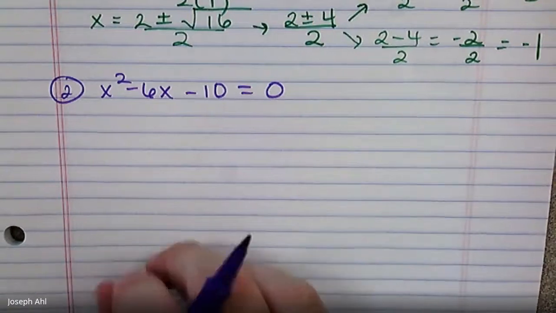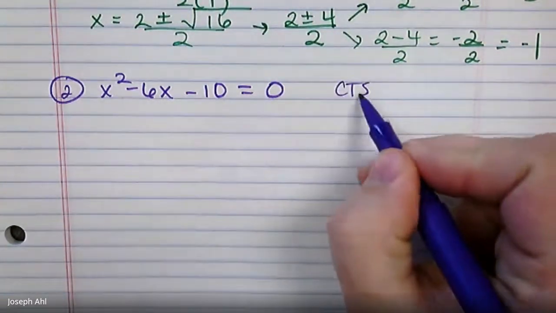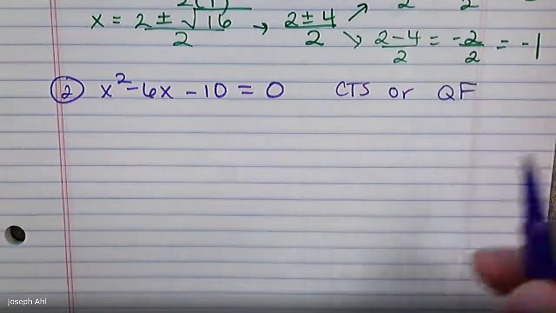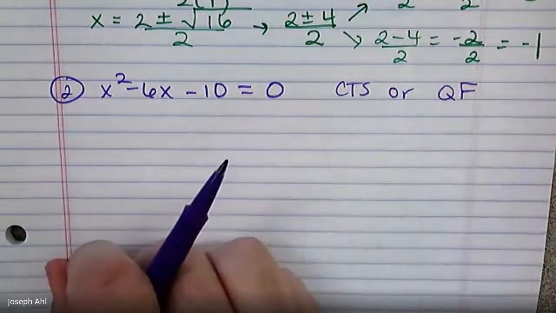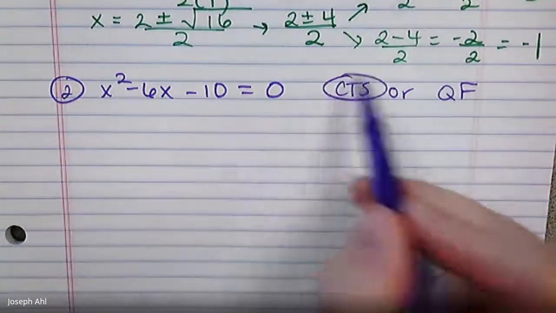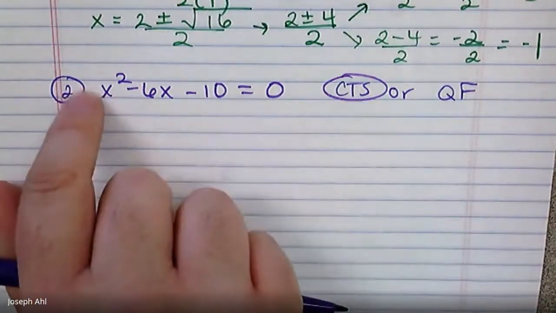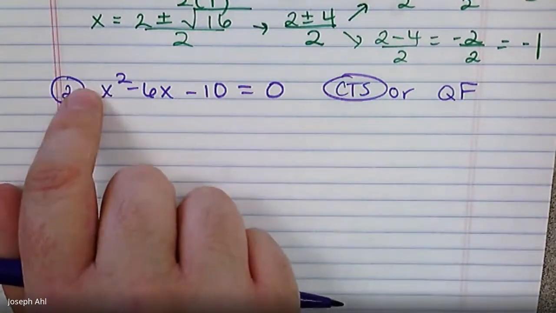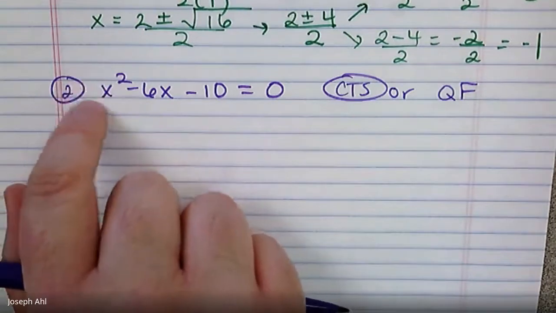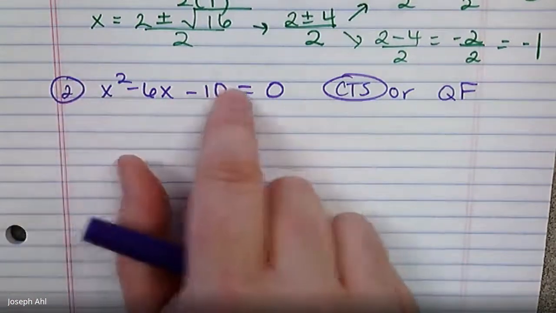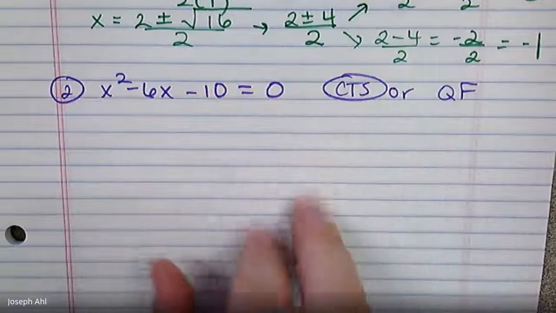So it's not factorable. So out of complete the square or quadratic formula, you can use either of those techniques to find the roots. I'm going to choose CTS for this one for a few reasons. If there's no lead coefficient, I like completing the square. If there was a lead coefficient like a 2x squared or 3x squared, you have to divide that out before you CTS. So we'll get into that later.